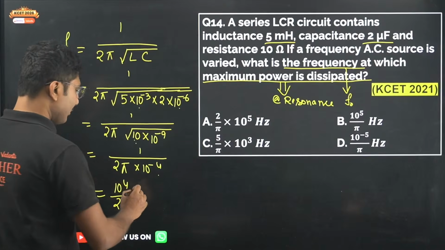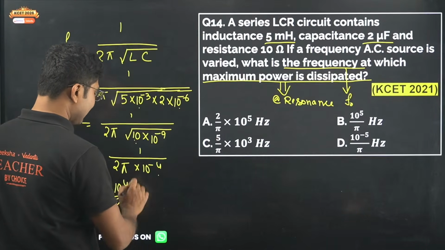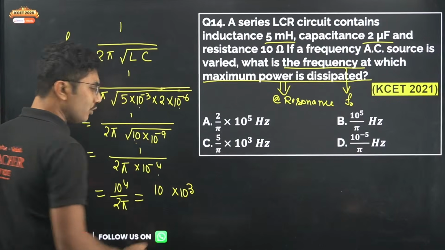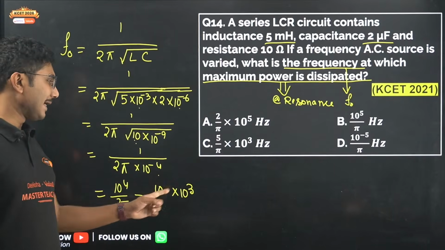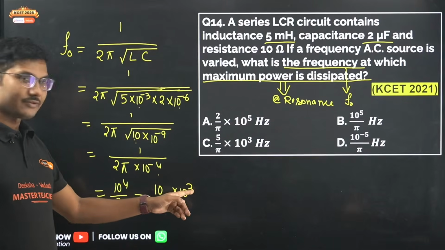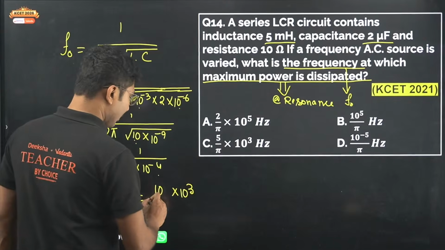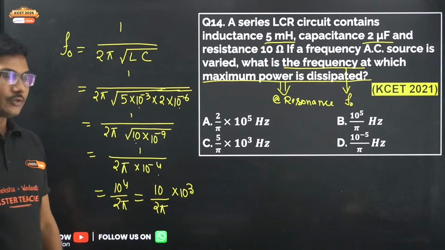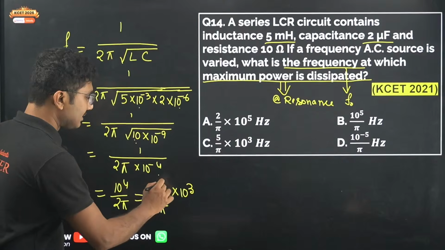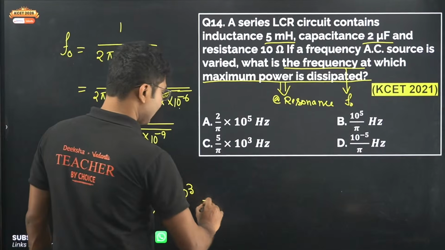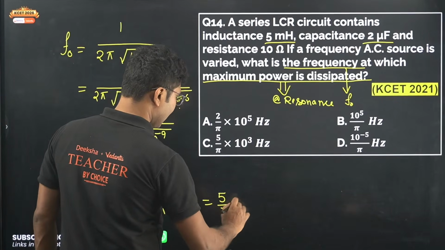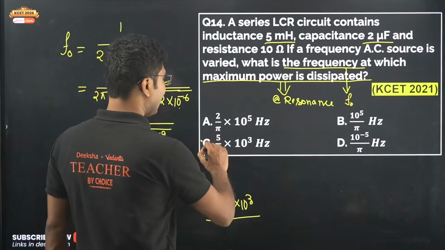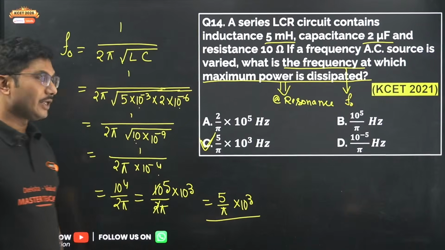So what you need to do is break this 10 to the power of 4 into 10 into 10 to the power of 3. That we can do, right? 10 to the power of 4 means 10 into 10 to the power of 3, since 1 plus 3 is 4. So divided by 2 pi, we have taken one 10 out of the power, and then we cancel it with the 2. So we got 5 upon pi into 10 to the power of 3. Now you will see that option C matches with the given answer.